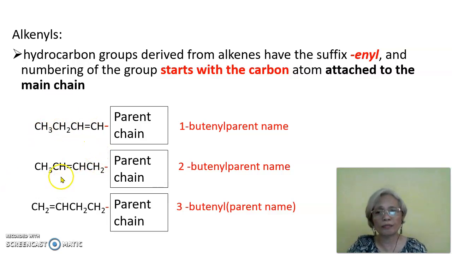So, if we have an alkenyl like this one, this is 1-butenyl because carbon 1, which is attached to the parent chain, has a double bond. Okay? So, this is 1-butenyl, 2-butenyl, and 3-butenyl. You might be confused why this is 3-butenyl when the double bond is at carbon number 1. The numbering of carbon is always based on the parent chain. The carbon bonded to the parent chain is always assigned as carbon number 1. So, for example, we have here a chloride. So, we have 3-butenyl chloride.